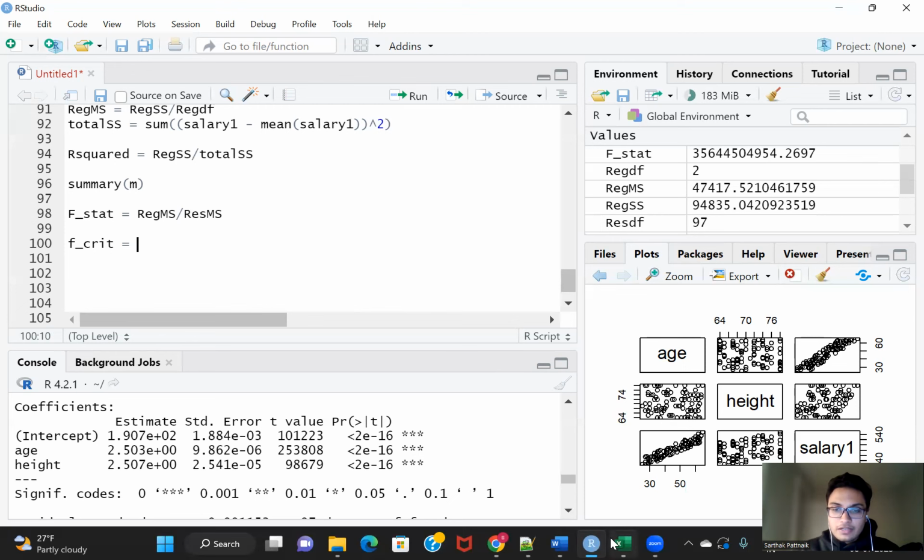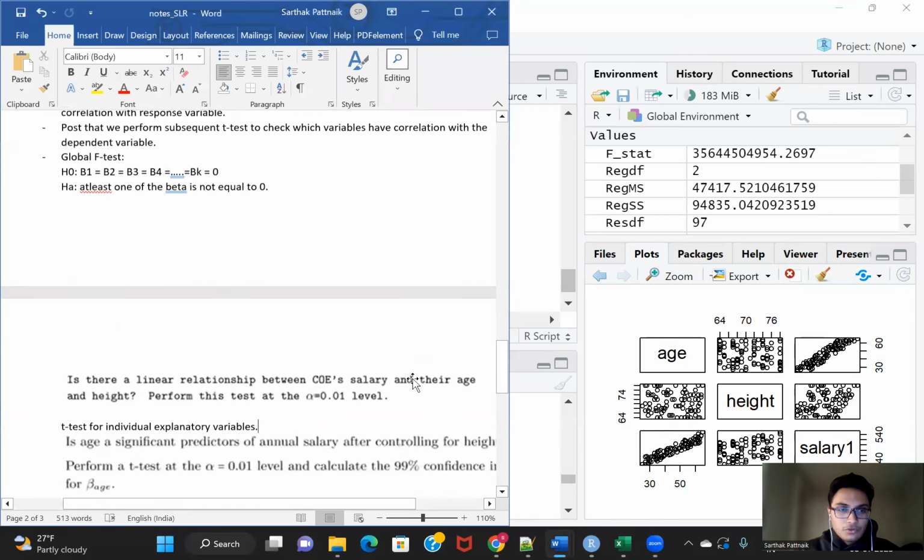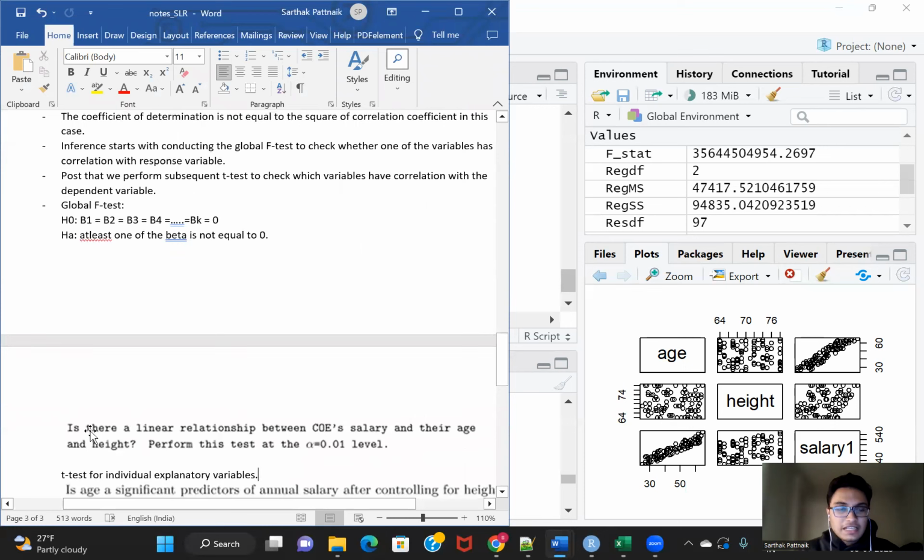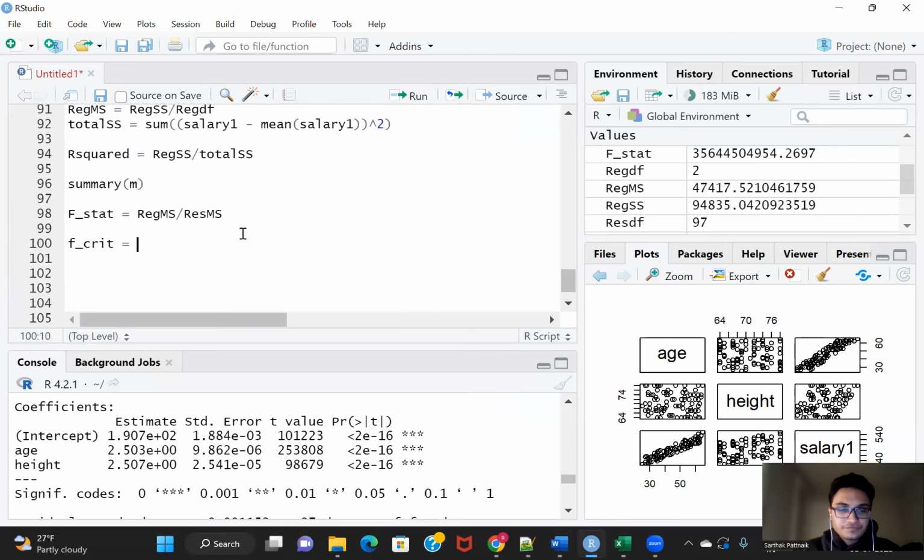So we have to solve it actually. If you look at this statement below, is there a linear relationship between CEO's salary and their age and height? Calculate at 0.01 alpha level. 0.01 alpha level means my confidence level is 99% or 0.99. So I'll write 0.99.